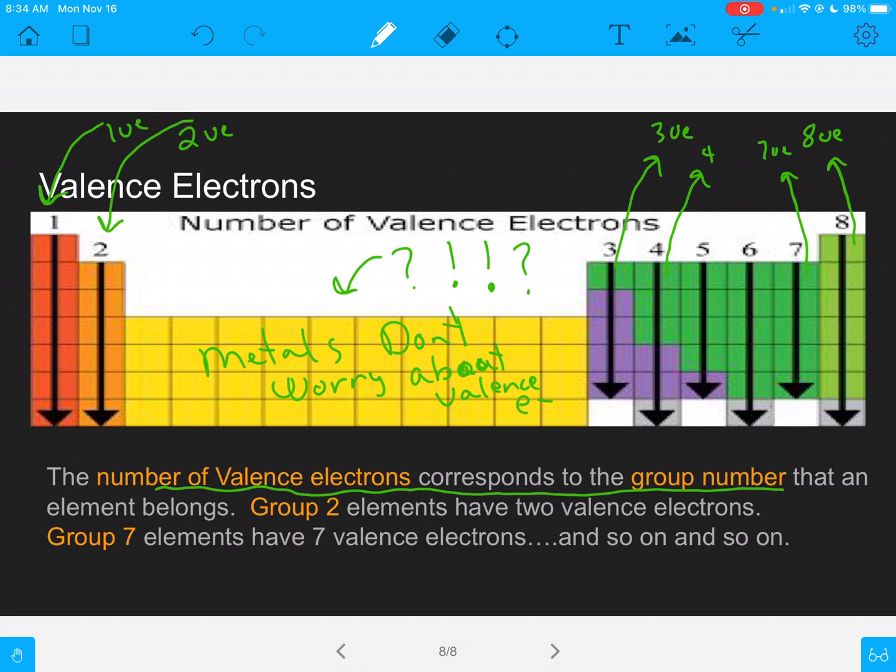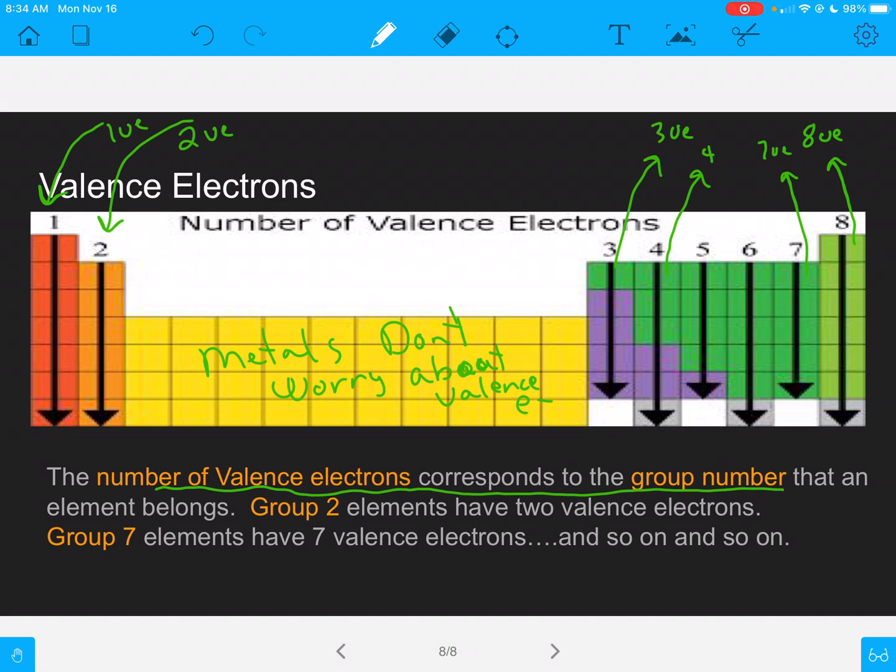We are worried about groups 1 and 2 and groups 3 through 8. Or well, I guess it would be groups 13 through 18 on the periodic chart. That's what you're worried about right now. Nothing else, okay? So the metals, don't worry about them. We're not even going to worry about their valence shells. And I'll never ask you what the valence electrons are for anything that's in the middle there, I promise.